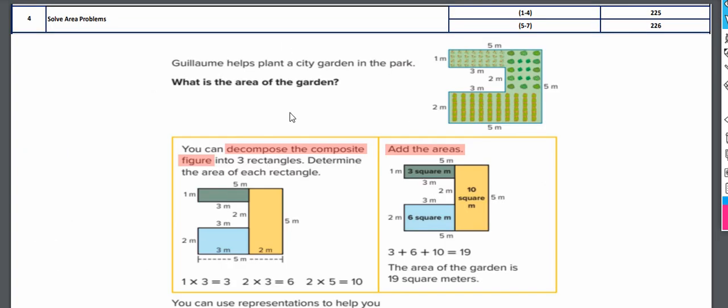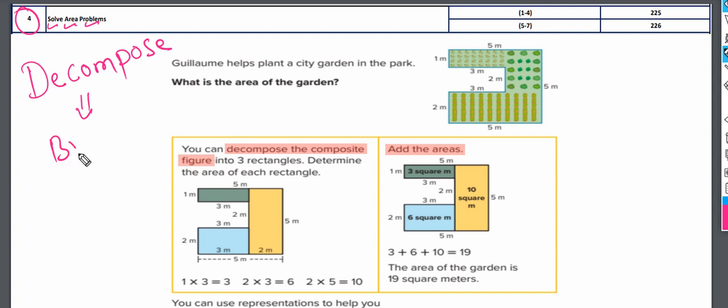Now let's continue with topic number 4, solve area problems. In this one you will have a complex figure, and you have to decompose. Decompose means break. Decompose means break the figure into smaller ones. Okay, let's continue.